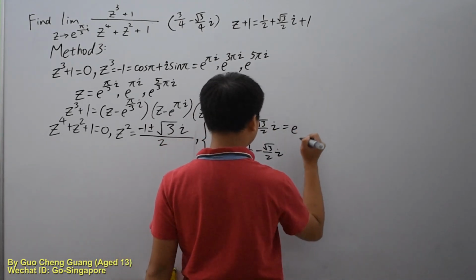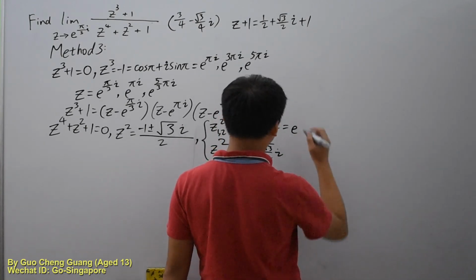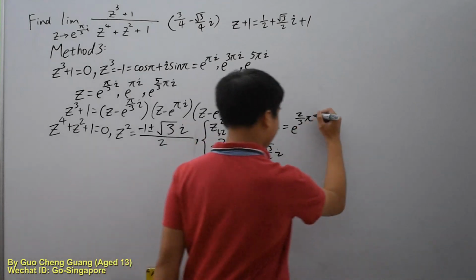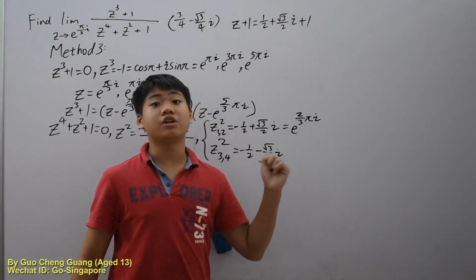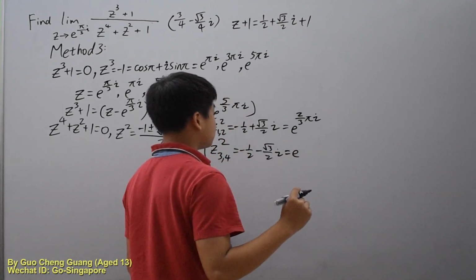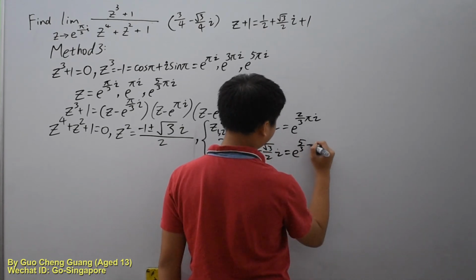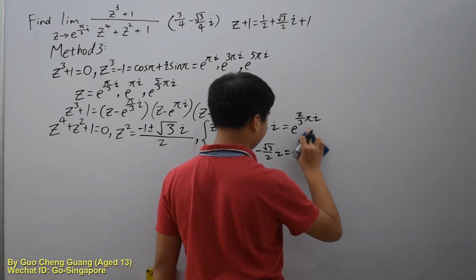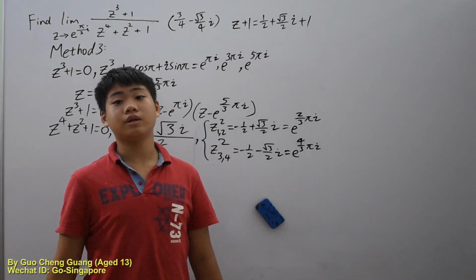And this part is e to the power of, what do you expect this part? 2 over 3 pi i. And for this part, both of them are negative, and thus it is in the third quadrant for sine and cosine. And so you get e to the power of, is this correct? Not so. The correct one is 4 over 3 pi i.